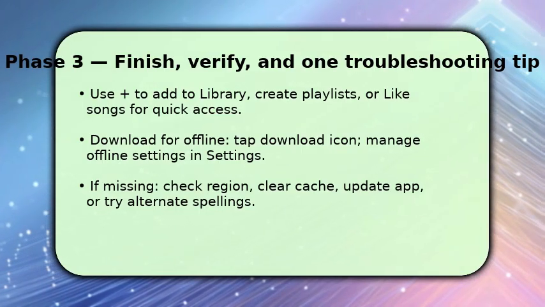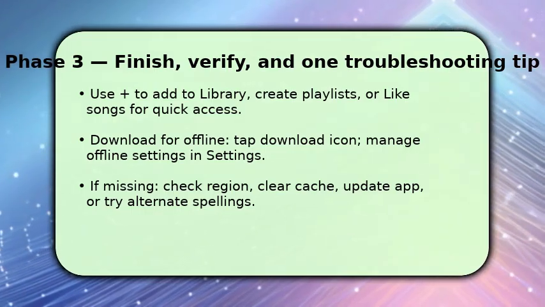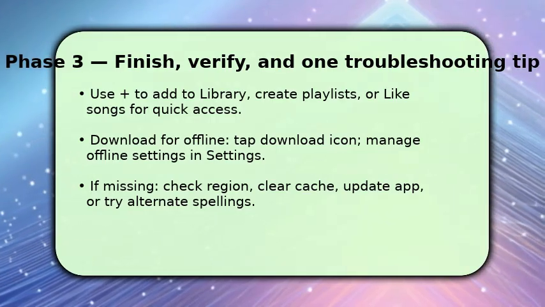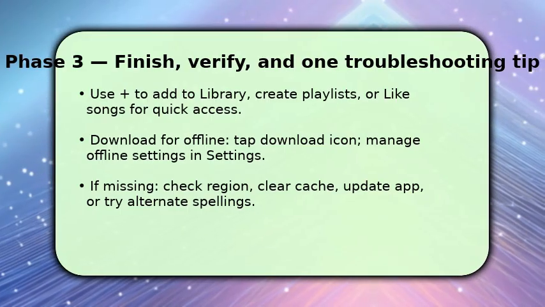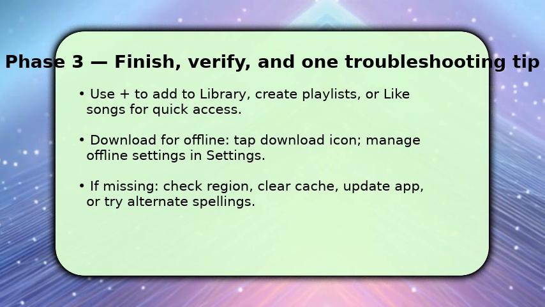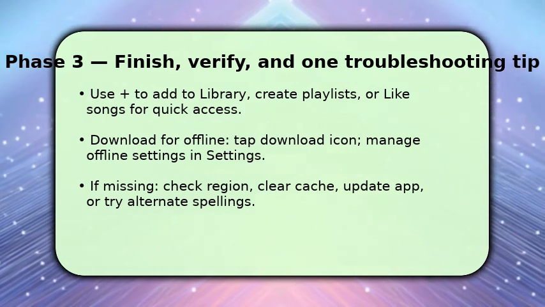Once downloaded, manage storage and offline settings in the app so downloads don't use all your space. If a song isn't available, make sure your region settings are correct, clear the app cache, and update to the latest version. If that fails, try alternate spellings or search the artist plus label to locate uploads that match the official release.